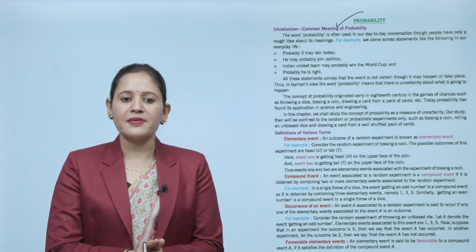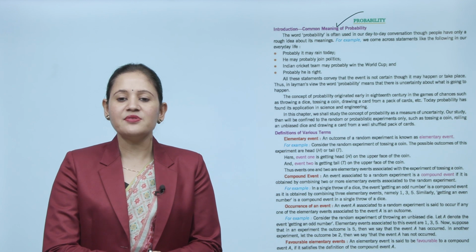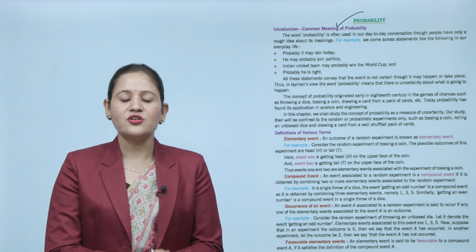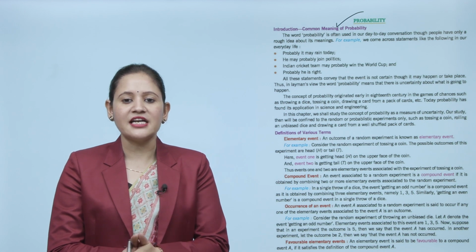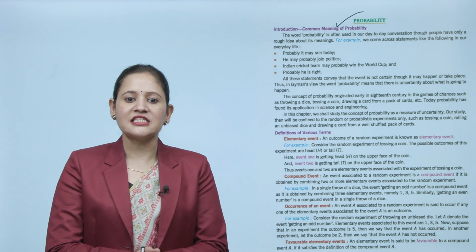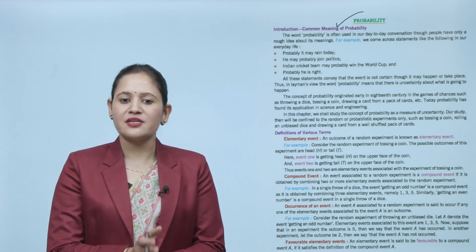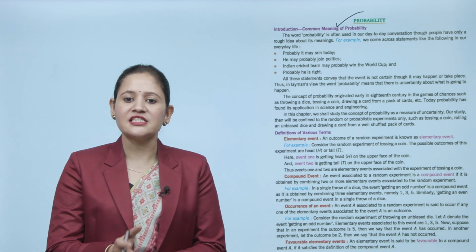The concept of probability originated early in the 18th century in the games of chance such as throwing a dice, tossing a coin, drawing a card from a pack of cards, etc. Today, probability has found application in science and engineering. In this chapter, we shall study the concept of probability as the measure of uncertainty.